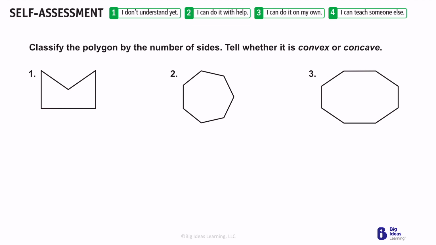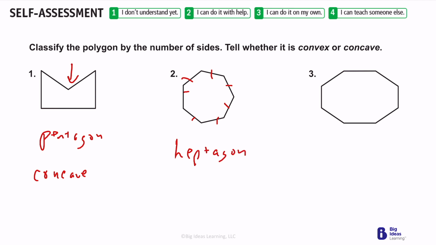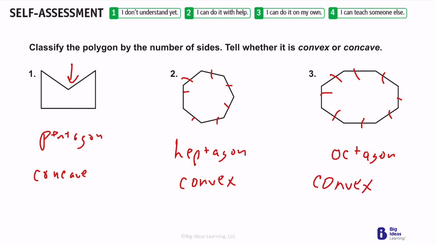All right, so first of all, we've got number 1 here has got 1, 2, 3, 4, 5 sides. That's a pentagon. And it's being poked in right here, so that is concave. So over here, 1, 2, 3, 4, 5, 6, 7. So heptagon. And nothing's caving in, so that is convex. Over here, 1, 2, 3, 4, 5, 6, 7, 8. So octagon. And again, nothing's being poked in, so convex.